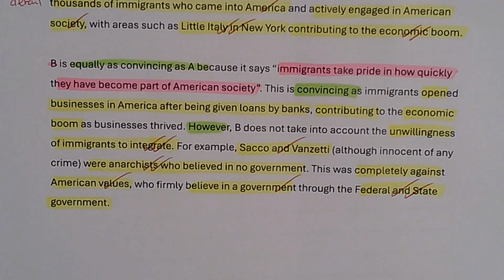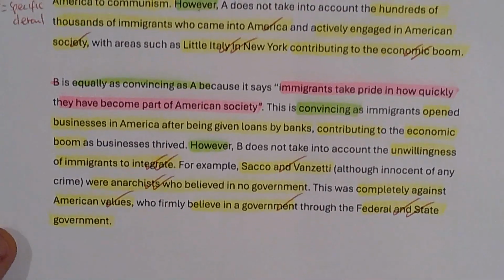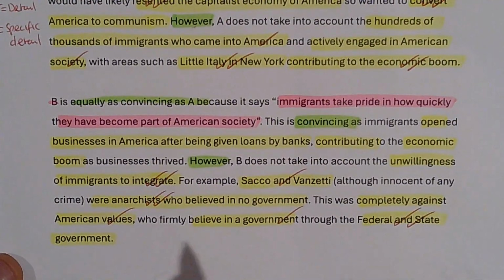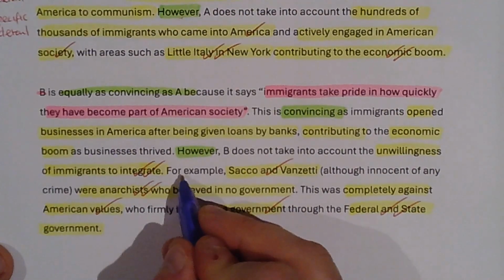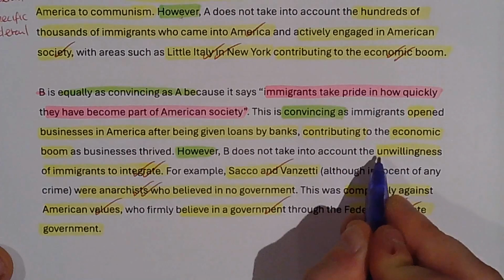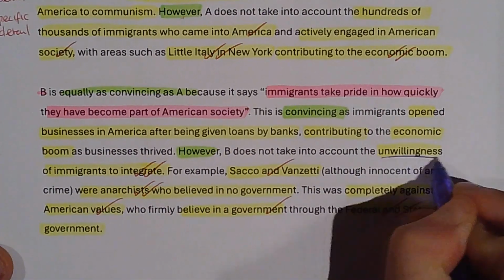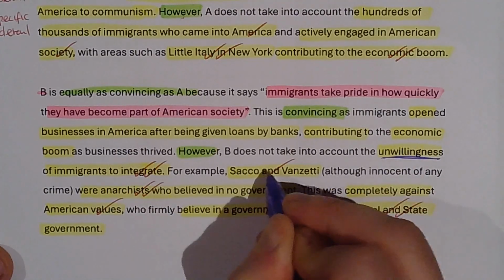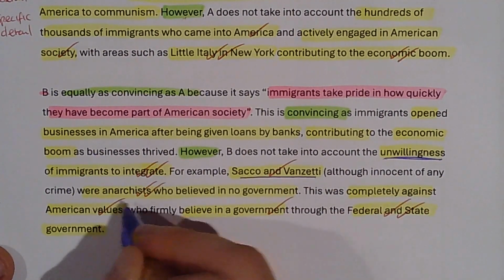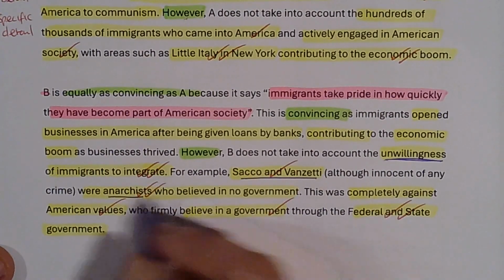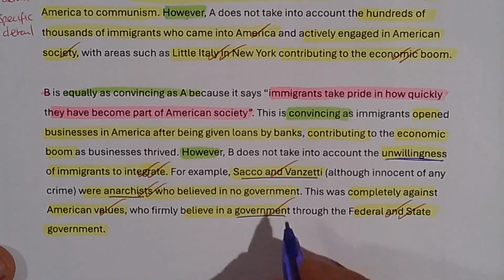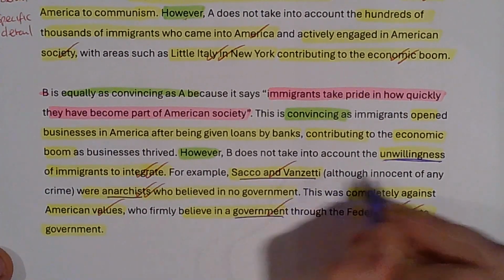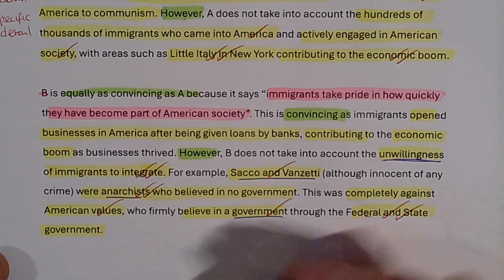I also just wanted to highlight what's different between the level 2 paragraph previously and the level 3 one we're looking at now, which is that the knowledge follows on from each other. So for example, here, B does not take into account the unwillingness of immigrants to integrate. How do we know they're unwilling? Well, Sacco and Vanzetti. Who were Sacco and Vanzetti? They were anarchists. So what? This is completely against American values, who firmly believe in a government. What type of government? Federal and state. So again, you can see the underlining as I go to answer my question.